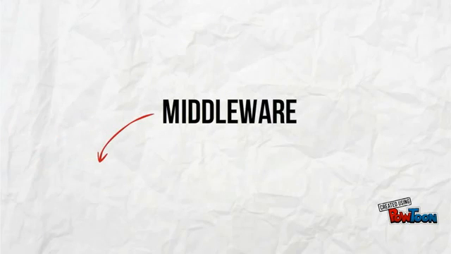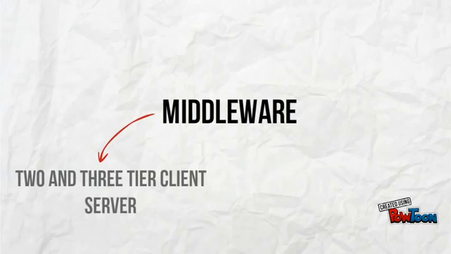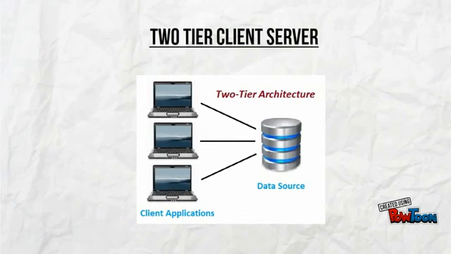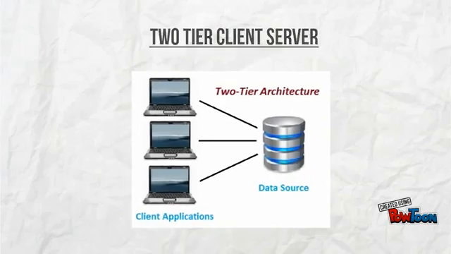They are 2 and 3 tier client server, object request broker, and skeleton and stubs. The 2-tier client server is used to describe computer systems where a request is sent by the client and the server responds to that request using its own resources from its database. For example, a 2-tier web application may be processed like this.